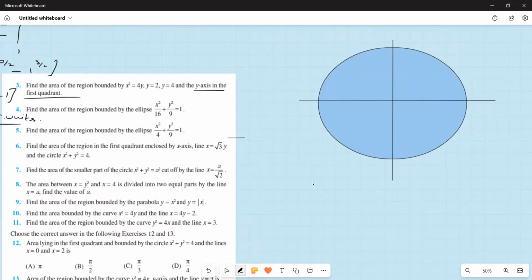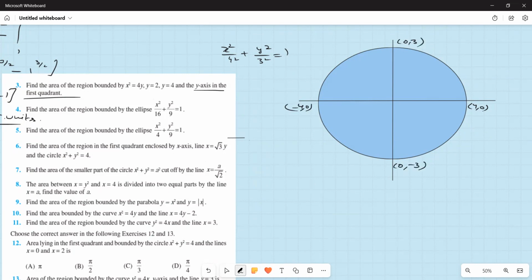Now, this is of the type x square by 4 square plus y square by 3 square is equal to 1, means this point is 4, 0. This point is minus 4, 0. This point is 0, 3. This point is 0, minus 3.